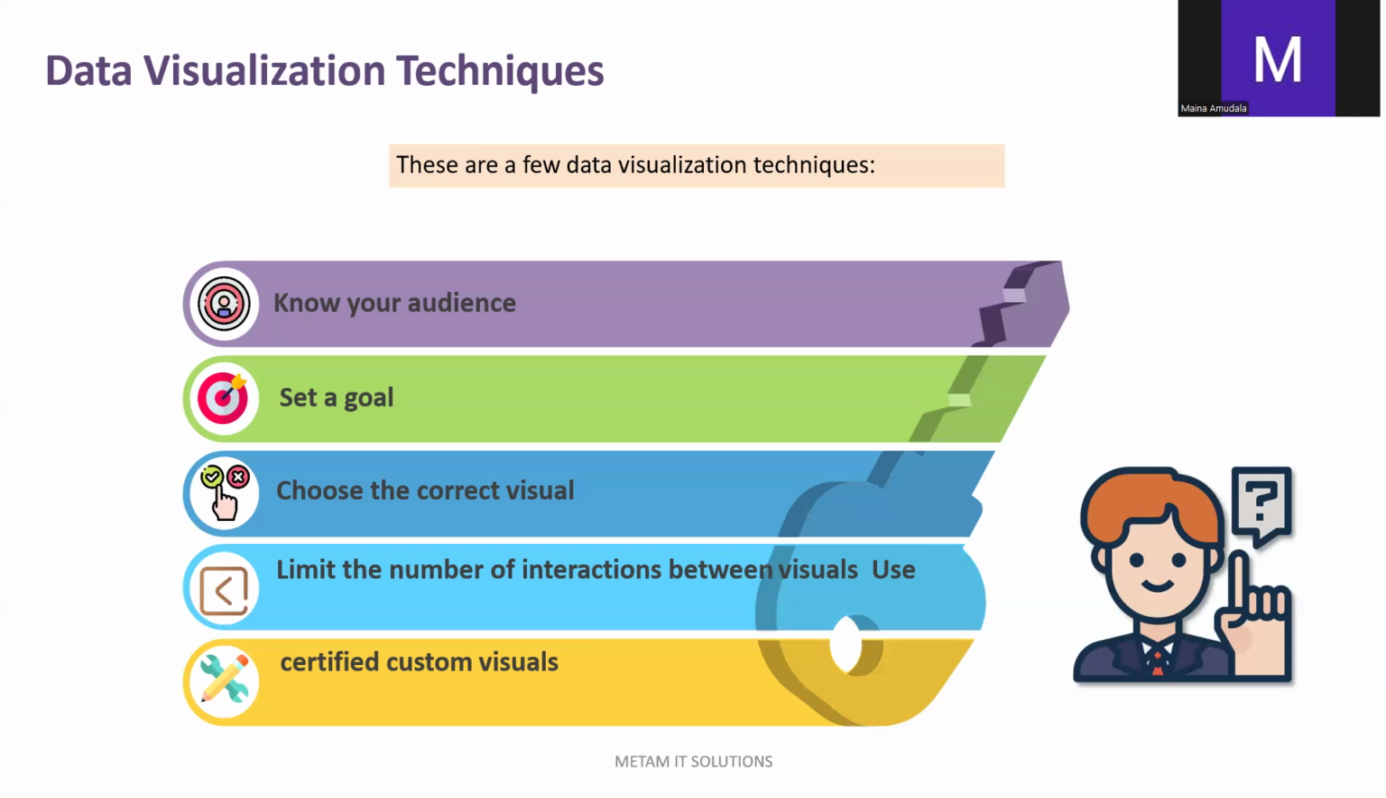For one value, you can use the pie chart. It is okay to use a pie chart for one value. But based on the requirements, you have to select the correct visual and limit the number of interactions between the visuals you are using.